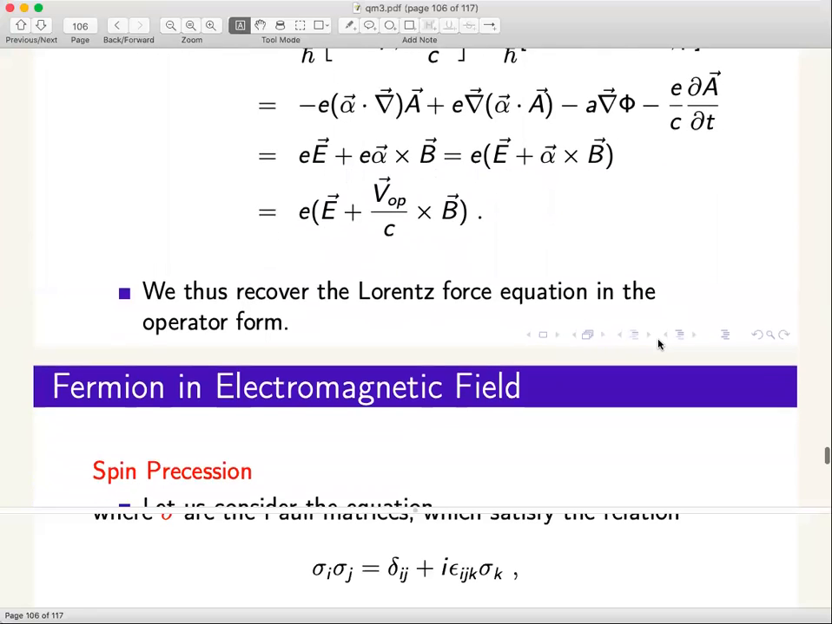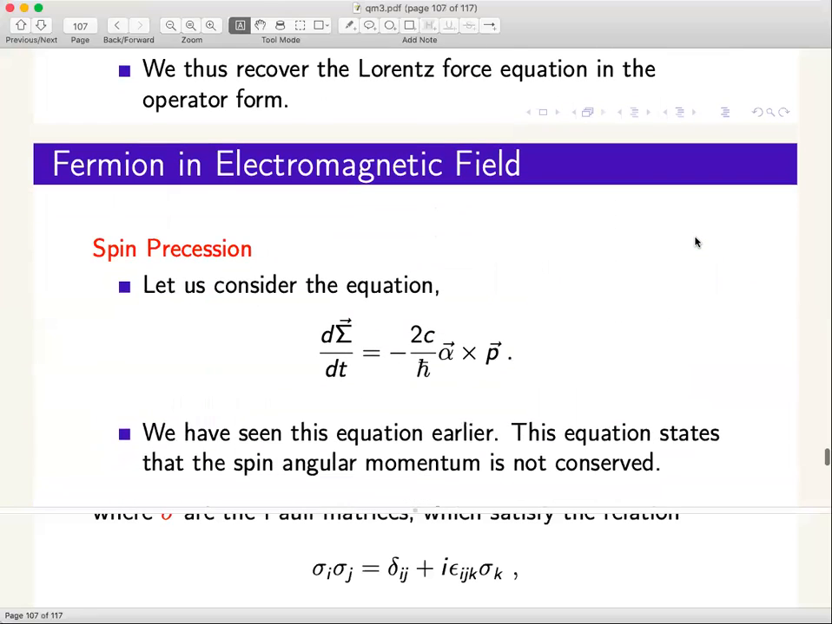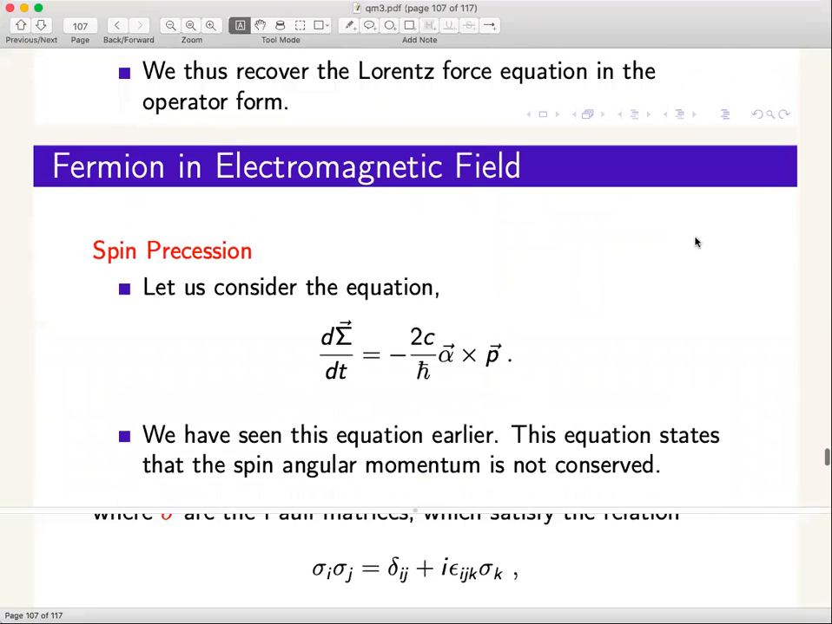Okay, thanks. So let's look at the next thing, which is what is called the spin precession. We start with our old equation that we had written down, though not in this particular form. What we had written down was that we introduced a spin operator in the system, and we wanted to write down a total angular momentum operator such that total angular momentum is conserved, but the spin angular momentum and orbital angular momentum are not conserved.